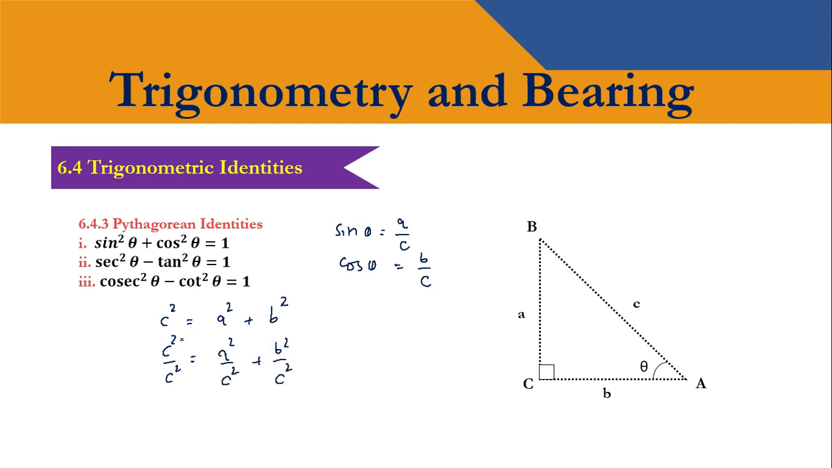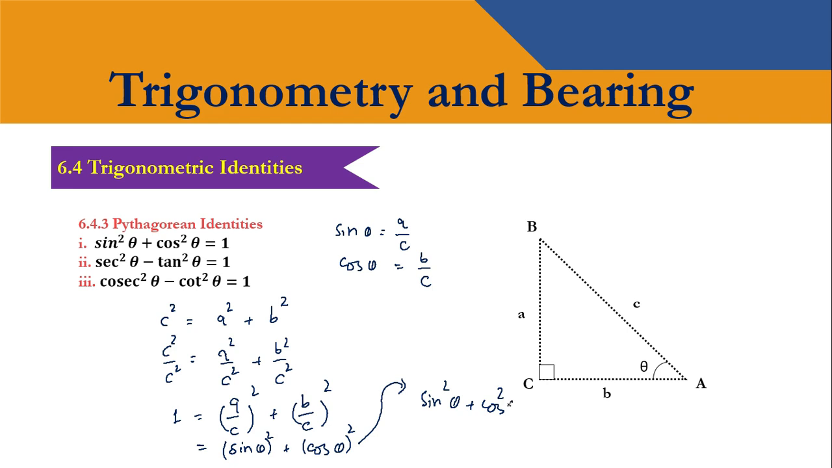So here C square cancels C square, it is equal to 1, and here A divided by C whole square, similarly B divided by C whole square. Now A divided by C, by definition, is equal to sine of theta, plus B divided by C, by definition, is equal to cos of theta. And now we get the proof: sine square theta plus cos square theta is equal to 1.